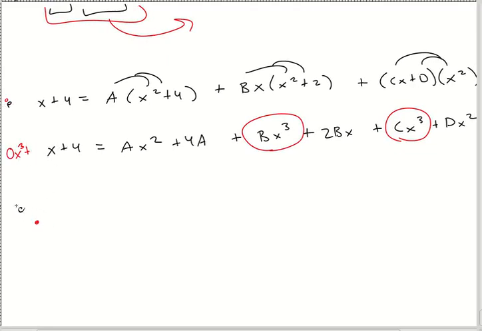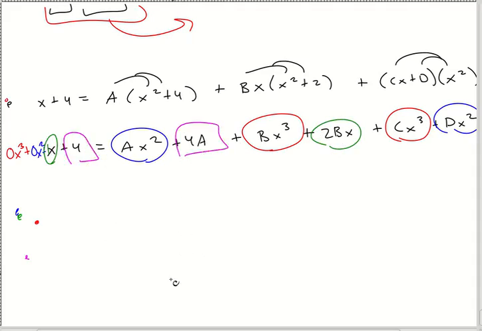Hey, how many x squares do we have over here? Let's do x squared. How many x squares do we got over here? 0 x squared. Isn't that weird? And I got my x's. That's a 1, by the way. And then finally, numbers, constants. That's a lot going on.